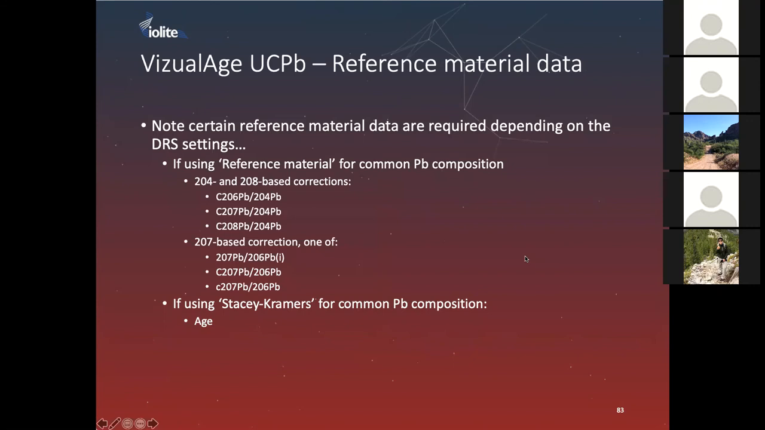Okay, and a quick note about reference material data. As I mentioned, you do need to specify your reference material data, and it needs certain information depending on the type of correction you're doing and where you're getting that information from. If you're using the from reference material mode for the common lead composition, and you're doing a 204 or 208 based correction, then you need these 204 lead ratios. If you're doing a 207 based correction, you can specify these 207/206 common lead compositions using any of these formats here. Now, if you were using Stacey-Kramers for the common lead composition, then your reference data needs to specify an age.